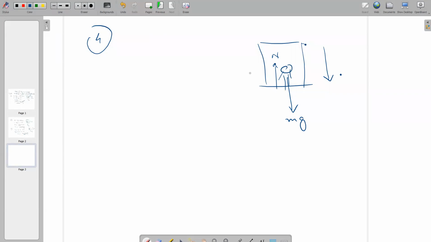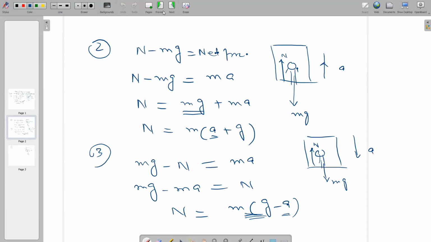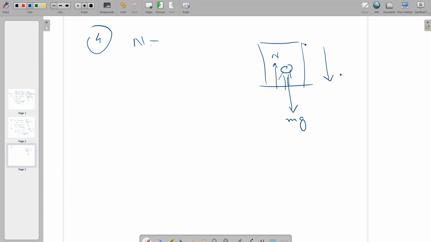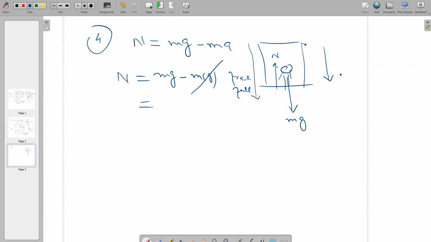And we have discussed this case in the previous slide, that if it is moving down, then N is equal to mg minus ma. So if the cable which is supported by this elevator breaks, surely this elevator will fall freely, free fall motion. So when it is free fall motion, then it means that this a will become g. When this a will become g, then you can cancel and N is equal to 0.